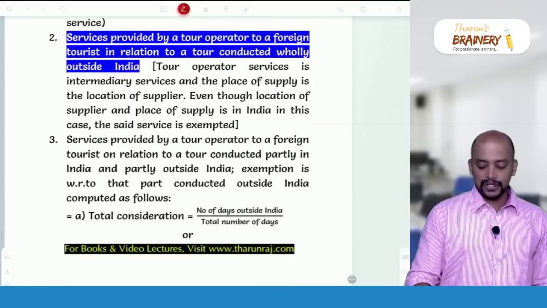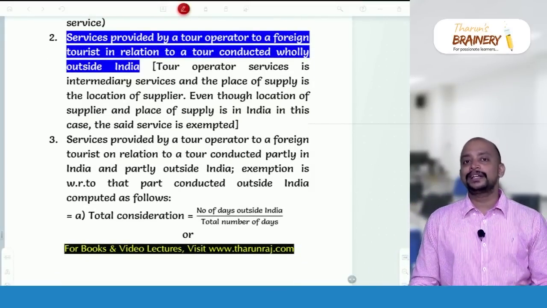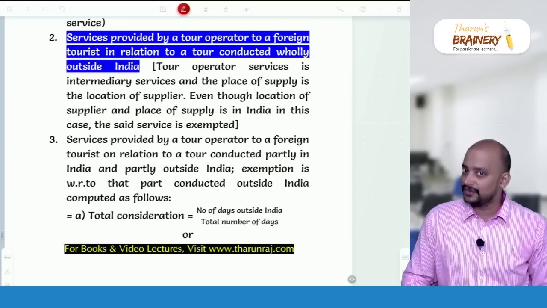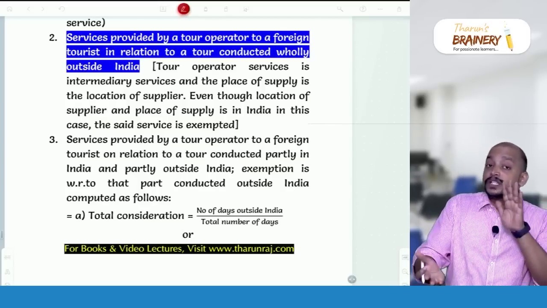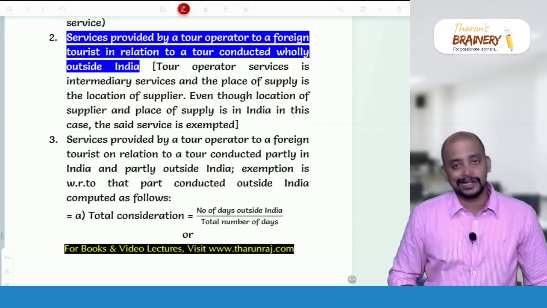Then second exemption is a tour operator. So who is in India is providing tour operator service to a foreign tourist, and where the tour is conducted fully outside India, then also it will be exempted. What if the tour is conducted in India? It will be taxable. What if the tour is partly in India, partly outside India? Then that proportion which is outside India, it will be exempted.